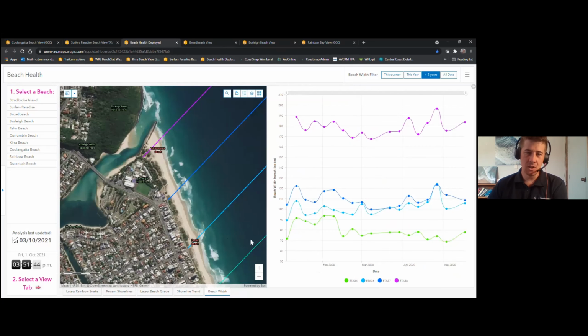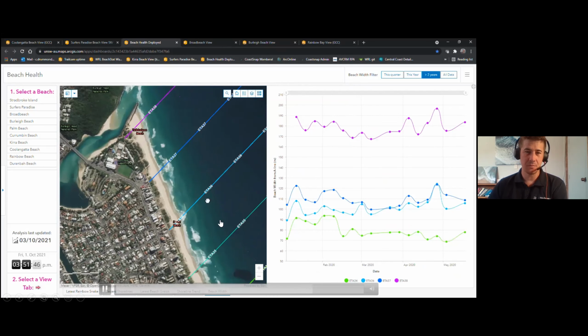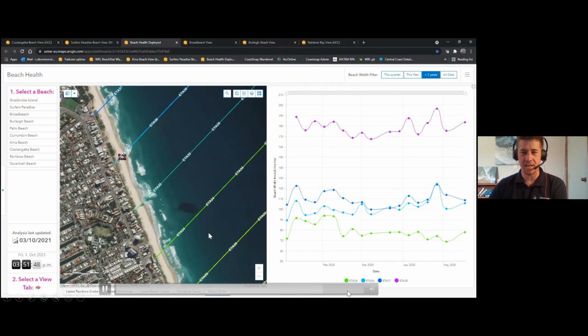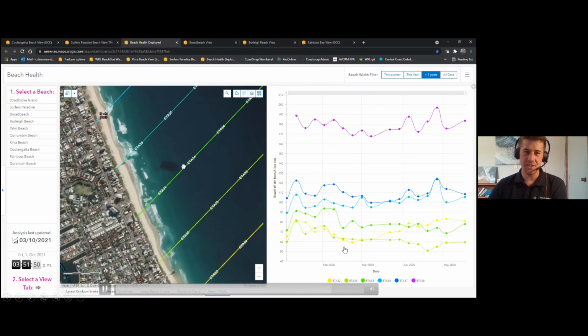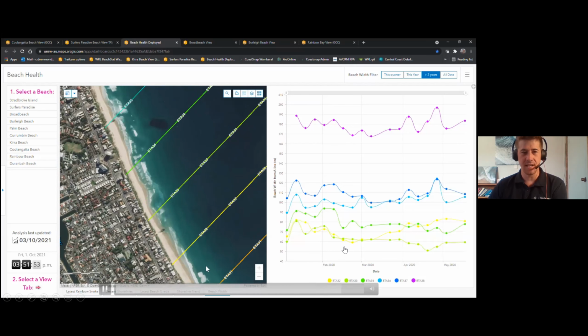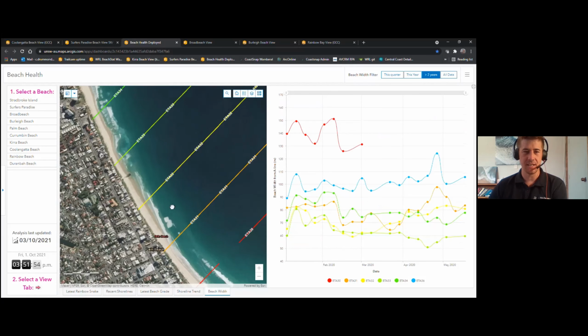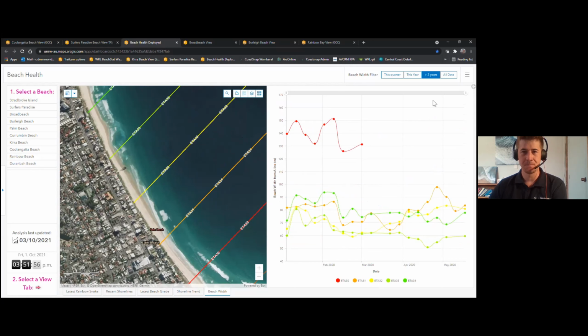You can also have a look at a time series of beach width, where as you scroll through, you can interactively see what the width of the beach is for each of the EDA lines, each of the transects that the council use to monitor the coast.